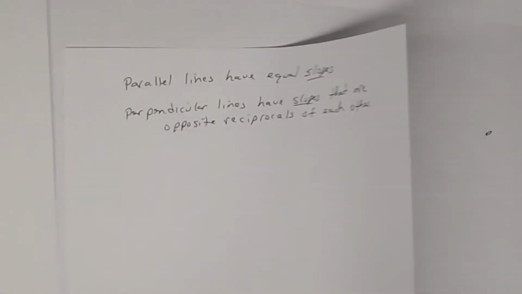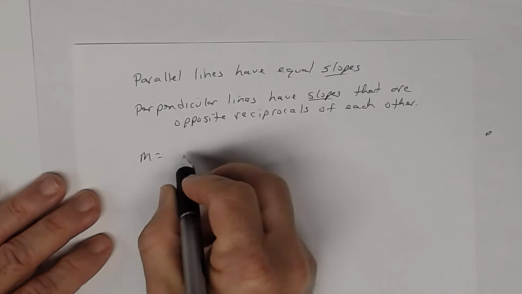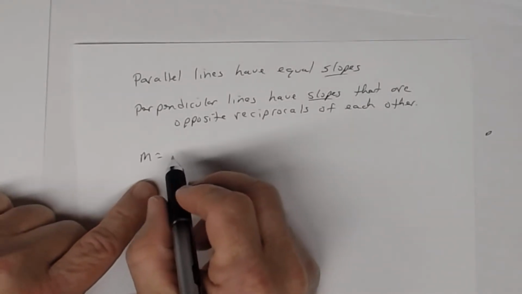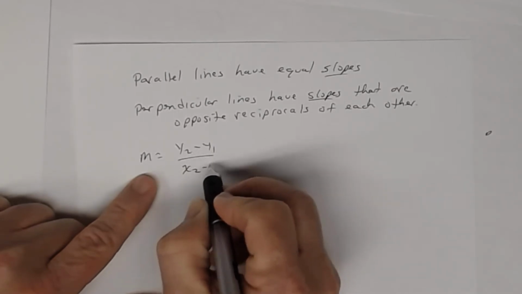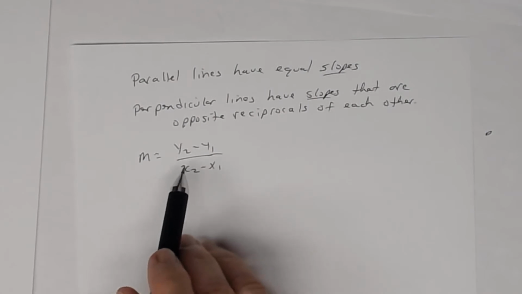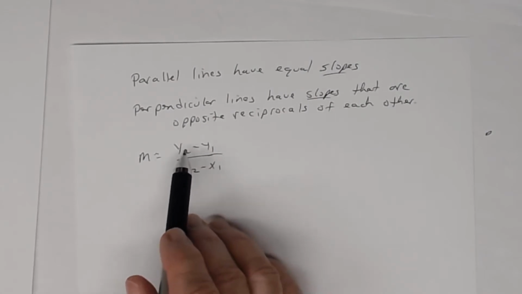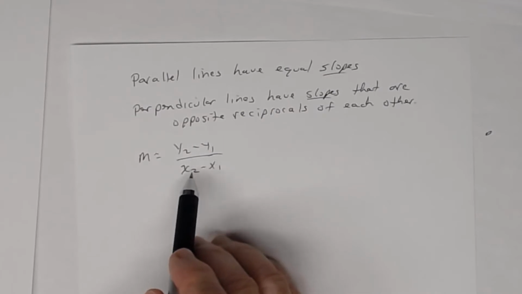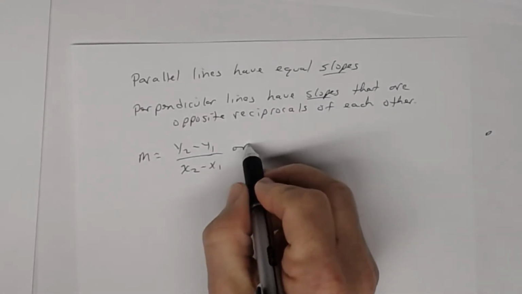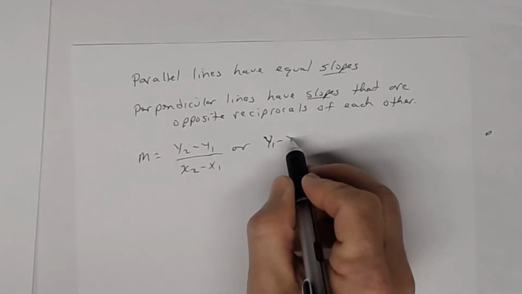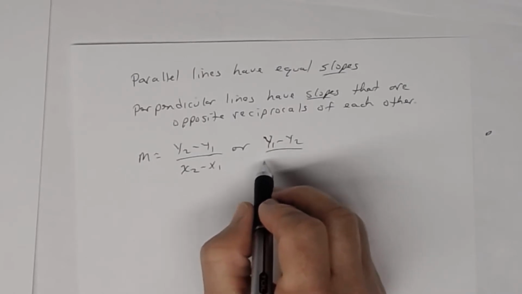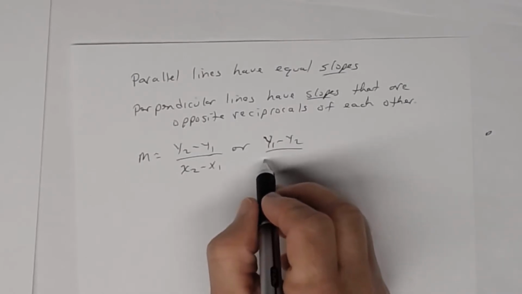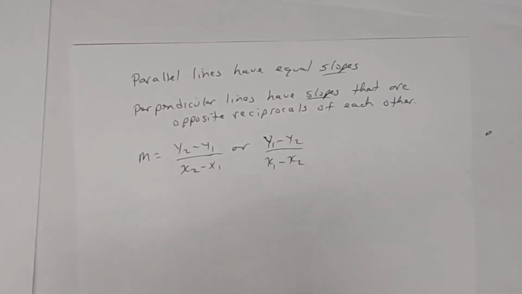Let's remind ourselves what the slope formula is. If you're given 2 points on a line, the slope formula is y2 minus y1 divided by x2 minus x1. The order in which you write this does matter. If you start with y2 in the numerator, you must start with x2 in the denominator. You could also say y1 minus y2, but then you must start with x1 in the denominator.